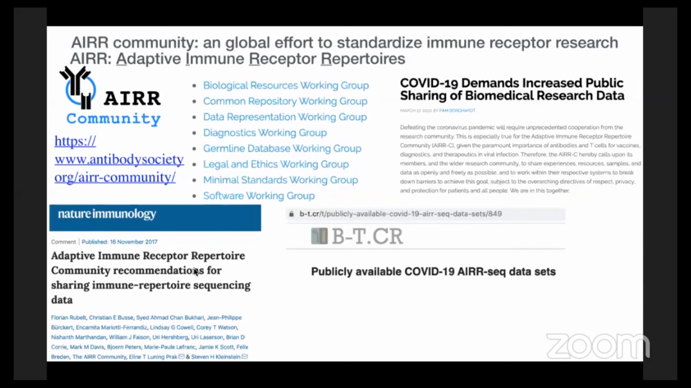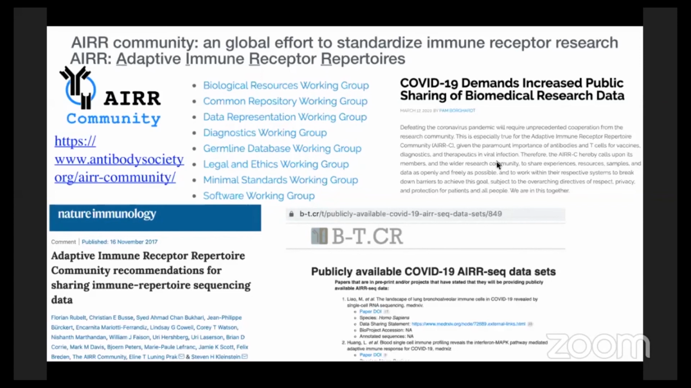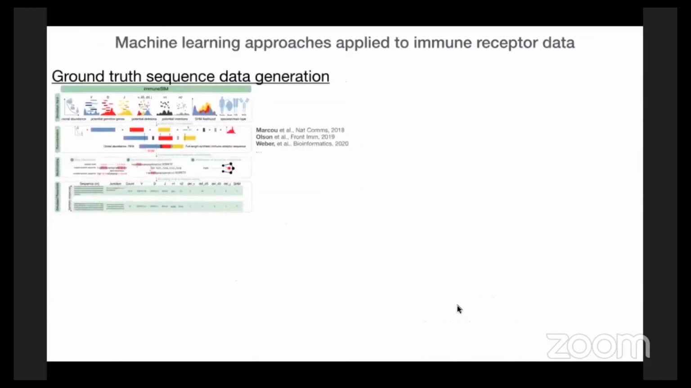And we have also recently issued a call that people that have immunoreceptor data put them online as soon as possible, so that everybody can have access to them. For now, there are only 2 or 3 data sets available that have immunoreceptor data, but I think in the next month, we will see a very large increase in those kind of data sets. And then we can apply all of these computational and machine learning approaches that I just told you about.